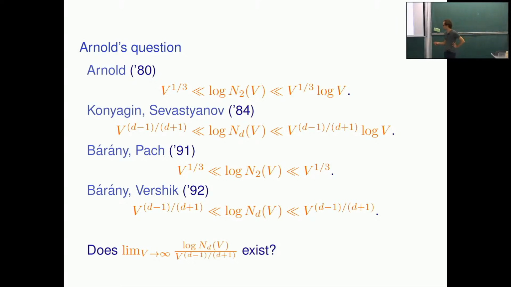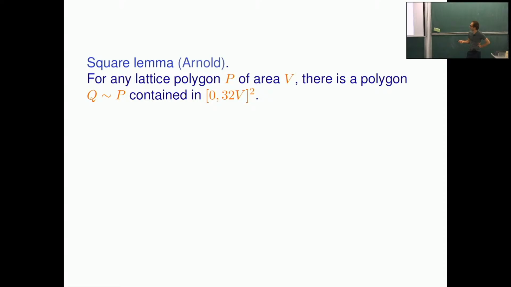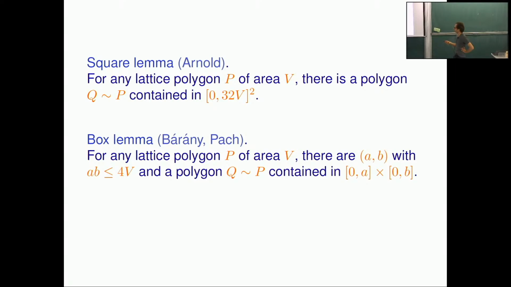And one interesting question that's open and probably hard is to close the gap, at least to get the log asymptotic bound there. But the first step of Arnold's proof in the plane was to take an arbitrary lattice polygon and find an equivalent one inside a box. And the key to the improvement of Bárány and Pach is to find a box that's smaller.